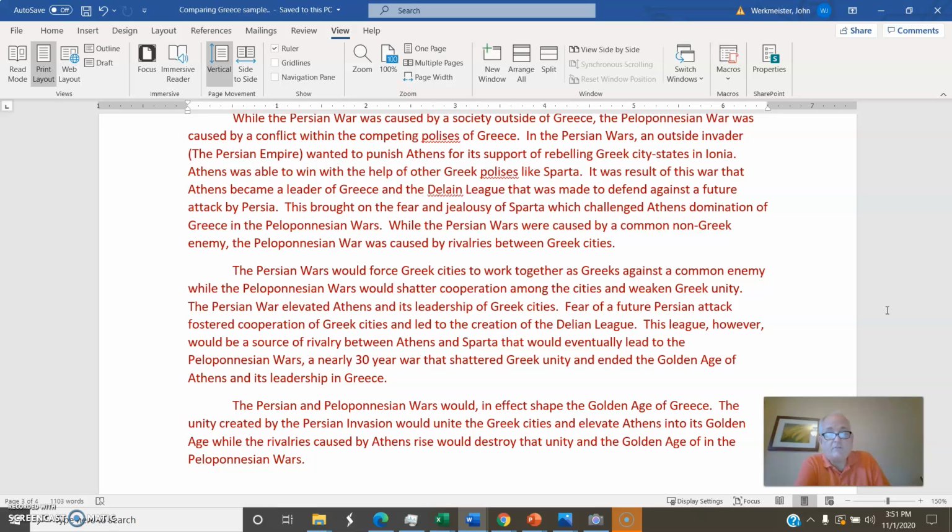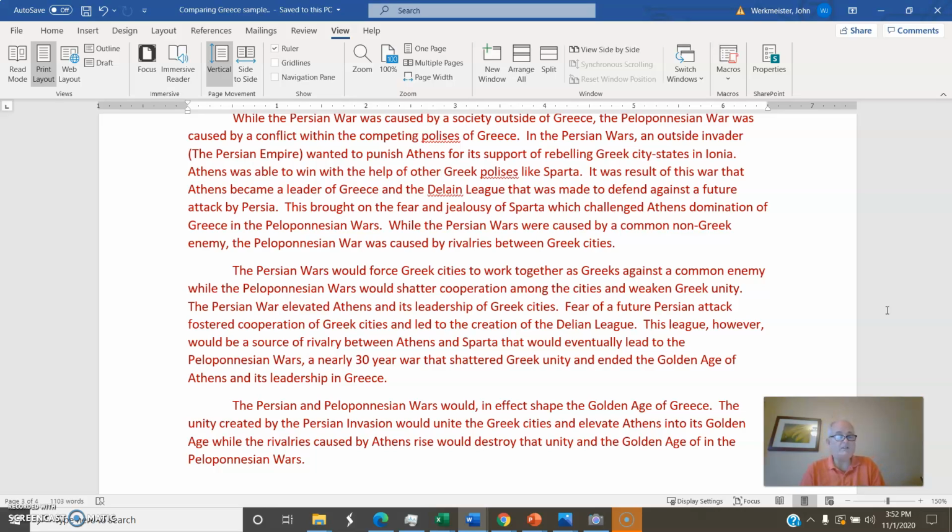So then I take all the information I had on my table about the impact of the wars, and then I end up with this point. This league would be a source of rivalry between Athens and Sparta and would eventually lead to the Peloponnesian War, nearly a 30-year war that shattered Greek unity and ended the golden age of Athens and its leadership in Greece. So I explained that and put it at the end.